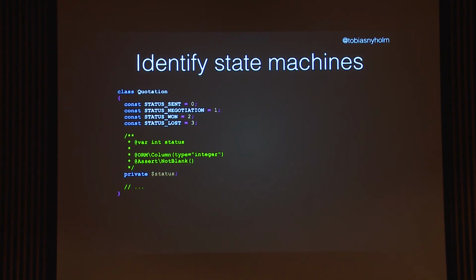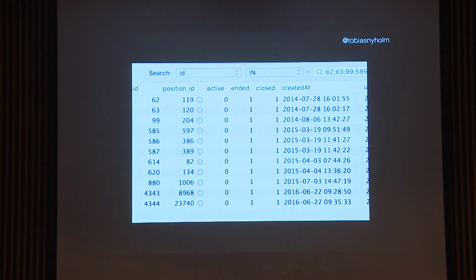I also write a lot of code like this. This is actually a real example from before using state machines. I have booleans for: is this job advert open? Is this job advert closed? Is this job advert archived? Or maybe I have closed and ended. So many hours I spent to figure out what's the difference between closed and ended.